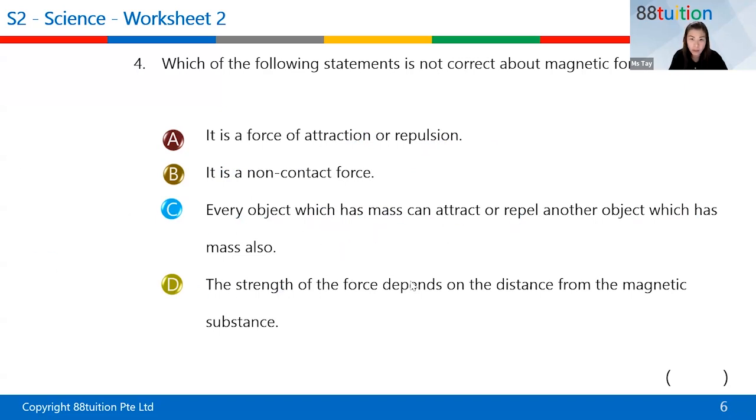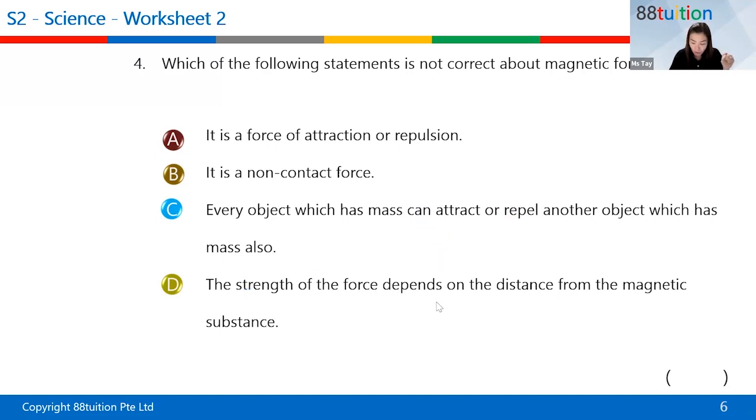Okay, when you see this particular statement, every object which has mass can attract or repel another object which has mass also, we have seen something similar like this. Yeah, Harvard, you're right. We talk about gravitational force, right? But we don't talk about repel. We only talk about attract. So it was a similar statement we have seen related to gravitational force, but not repulsion. Right, not Harvard? You recall that, huh? Good.